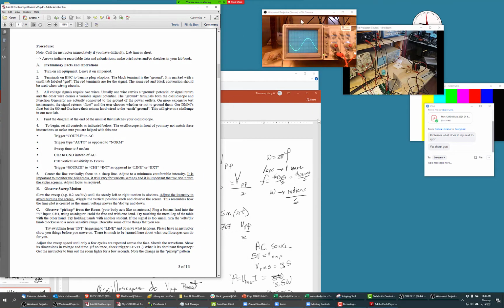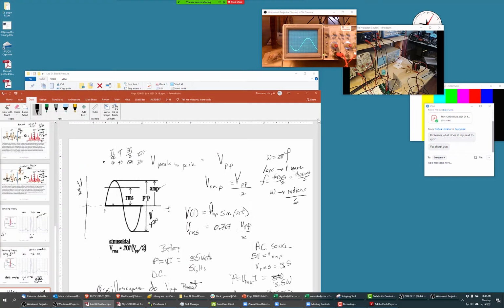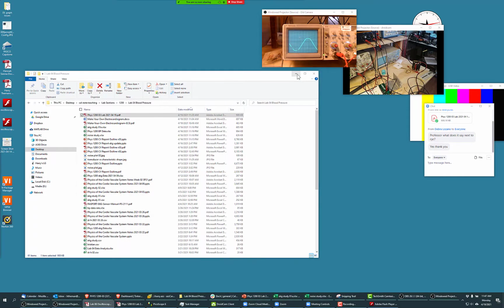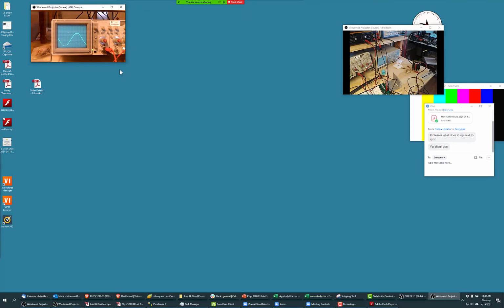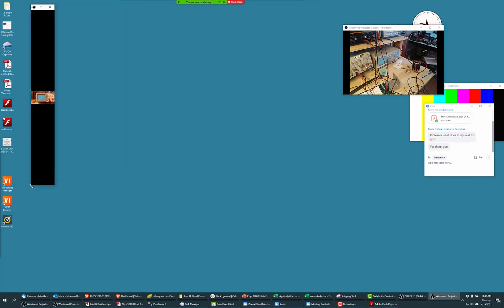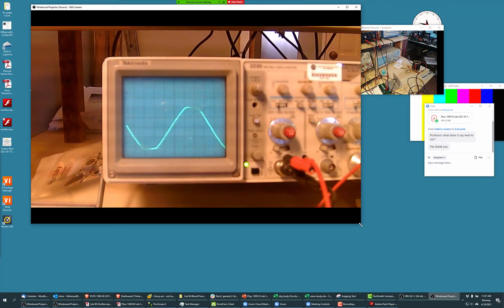Oh, excuse me. So let's see. Let's put this off to the side so I'm going to be able to read my manual and give you guys as much screen real estate as possible of what I'm doing. Oh, that's really weird. Ooh, focus.